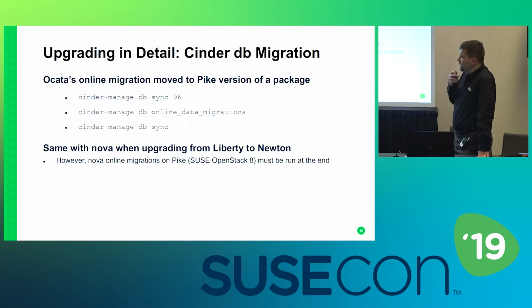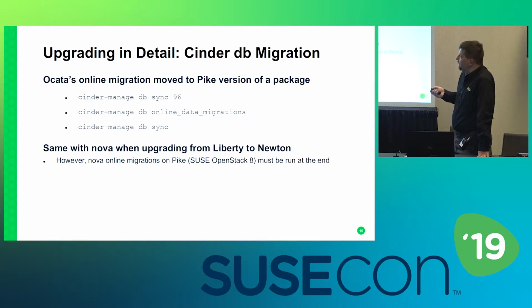So we met something similar when we were doing this Cloud 6 to Cloud 7 upgrade, but at that time the problem was with Nova. But again, we solved it the same way. We moved one piece of code that was responsible for a specific database migration from one release to another, and it worked well enough. Now, Nova has also online migrations.